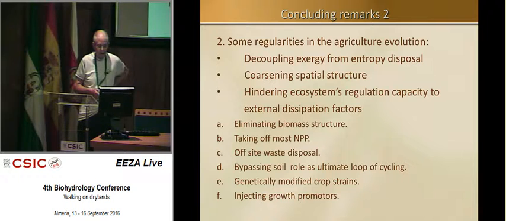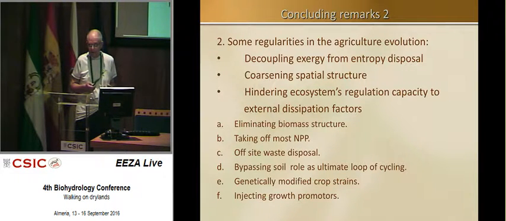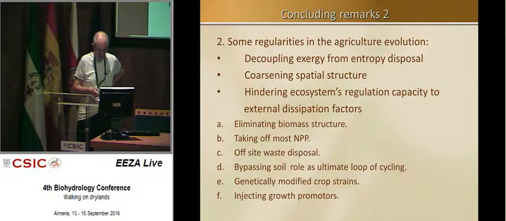The second thing is coarsening spatial structure. This kind of spatial structure, very, very detailed, as we have seen, is very useful to be able to support and to react to the solar dissipation, which is the main problem there. And the third is hindering the ecosystem's regulation capacity against external dissipation factors. So if we decouple the production from the entropy recycling, the capacity to resist difficulties such as solar dissipation or too much water is impossible.